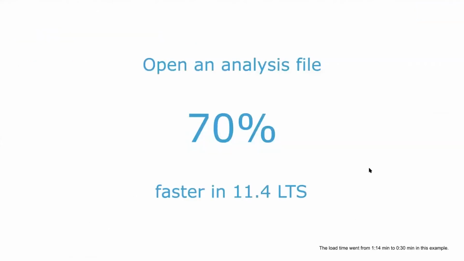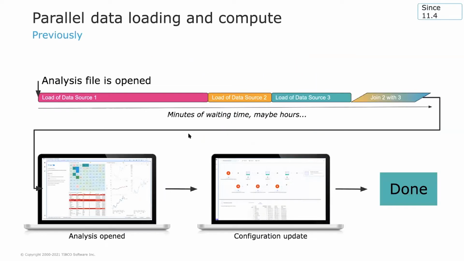All right, but now one of the largest and greatest features in 11.4 LTS, and that is actually the ability to open an analysis file 70% faster compared to previous releases. And how is this possible? Well, we had an opportunity because we used to load data in sequence. So we loaded one data source at a time. And when all data sources were loaded, we executed add rows, add columns, data transformations. Everything in sequence could take minutes, sometimes hours to complete.